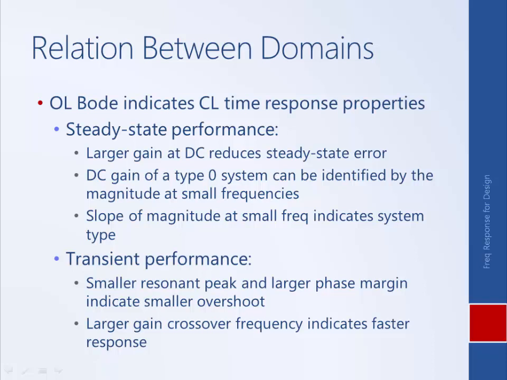Speed of response is indicated by a larger gain crossover frequency. Gain crossover frequency is the frequency at which the magnitude goes from above 0 dBs to below 0 dBs. So that's basically the frequency at which the system goes from amplifying an input to attenuating an input. And a system attenuating an input means basically that it can't keep up, that it's not fast enough to track an input of that speed. And so gain crossover frequency is a good indication of a system's speed.